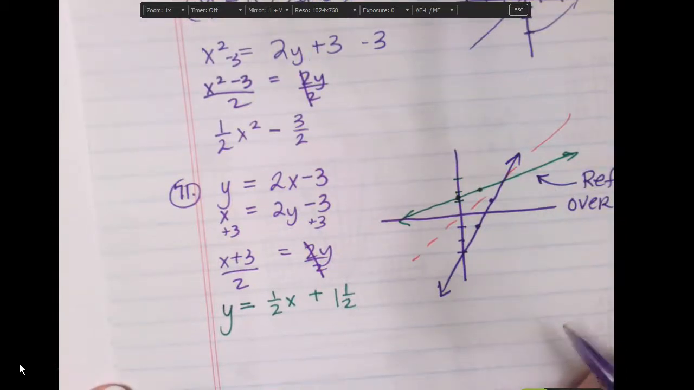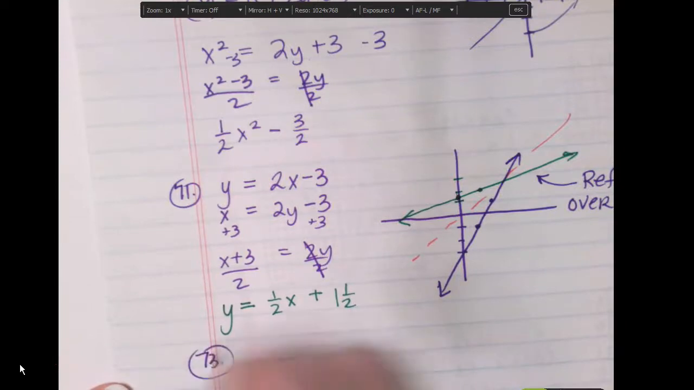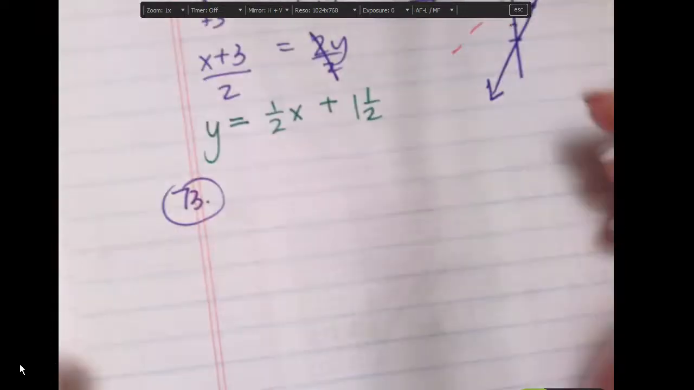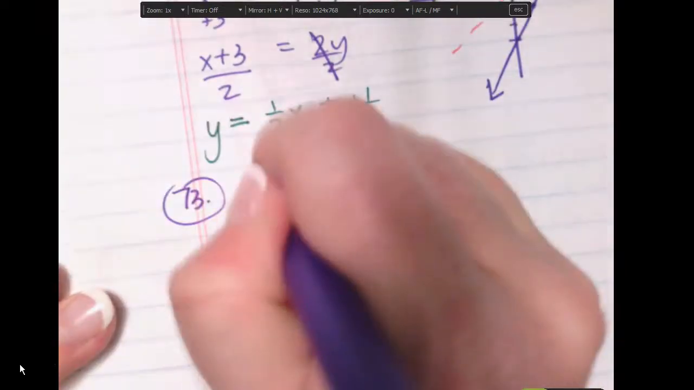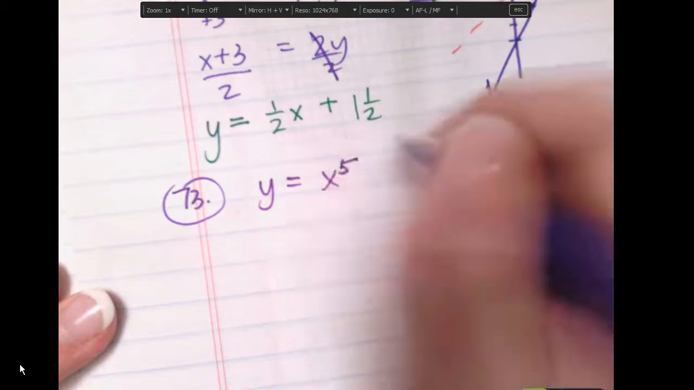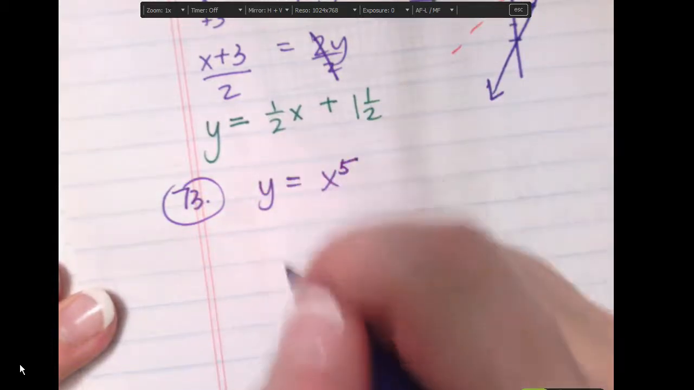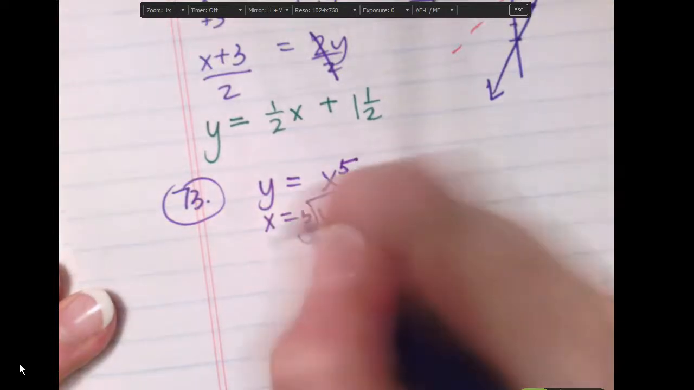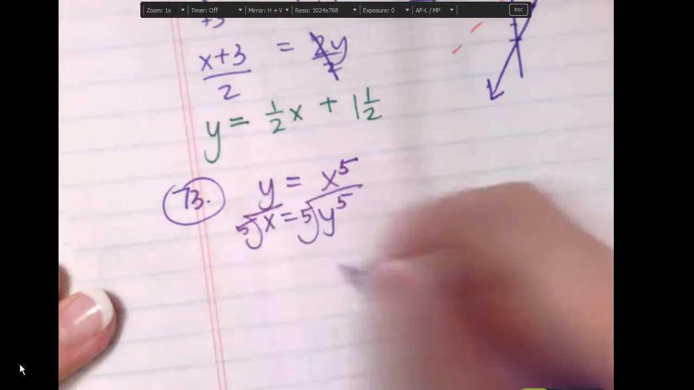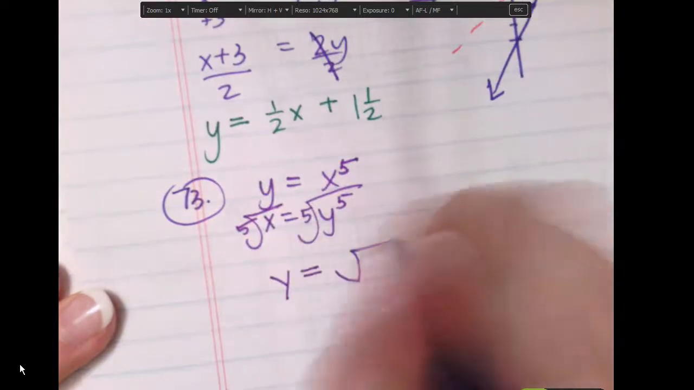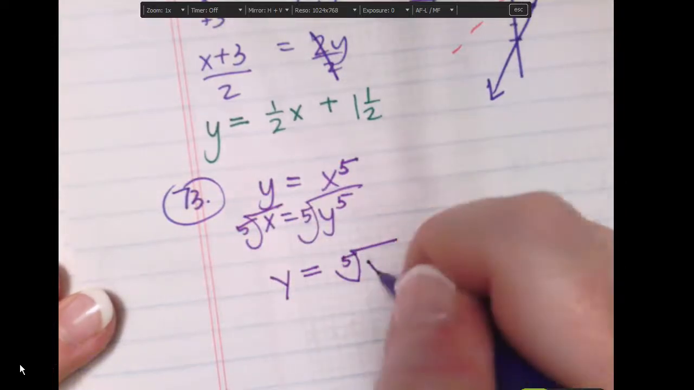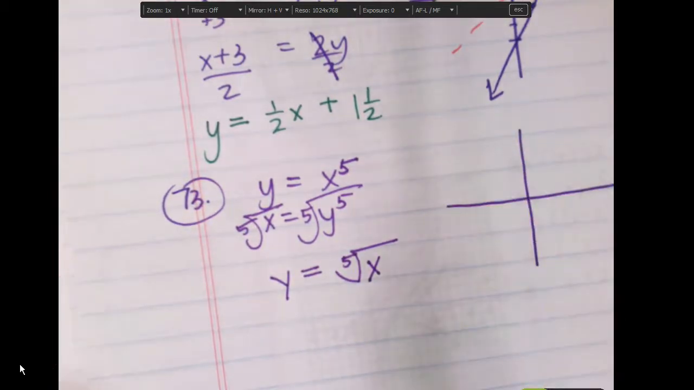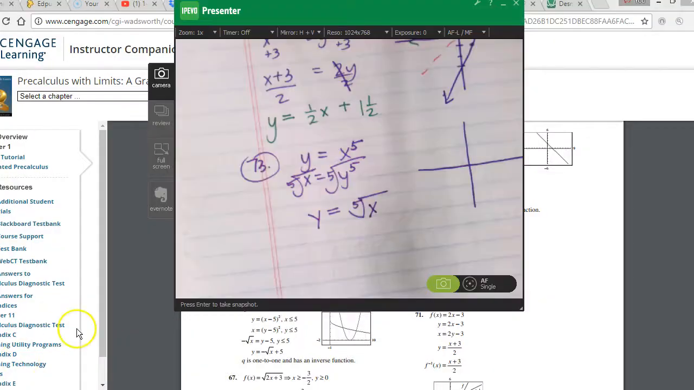Okay, and number 73, same set of instructions. So this time we have a higher order power, so y equals x to the 5th. So if I'm solving for the inverse, x equals y to the 5th, 5th root, y equals the 5th root of x, and I have no idea what these graphs look like, so I'm going to go back to my graphing utility.